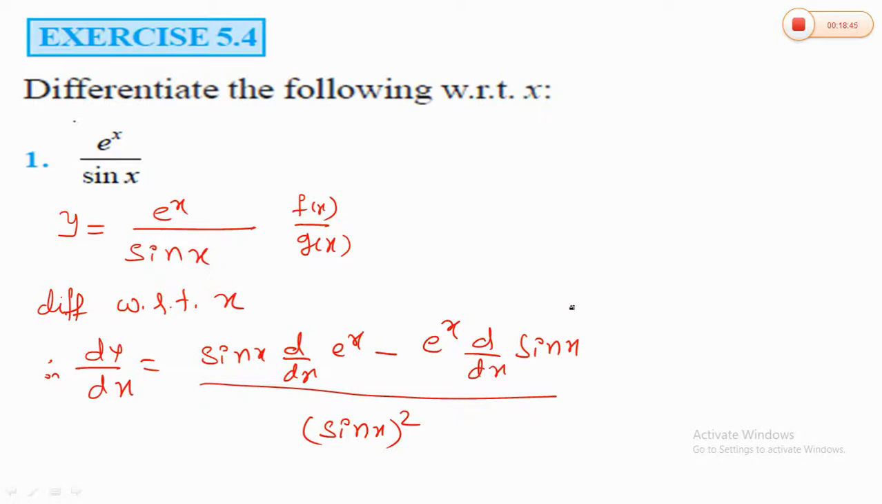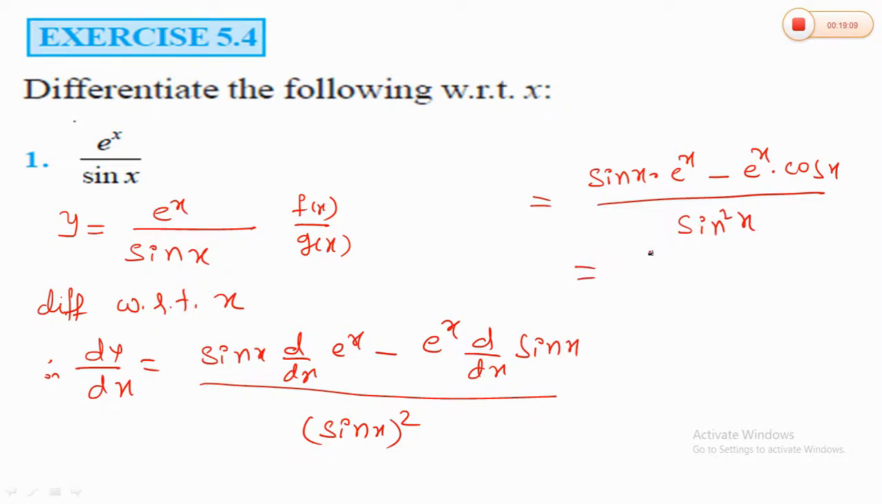In the previous problem you did all these things. This equals sin x into the derivative of e raised to x, which is e raised to x, minus e raised to x, the derivative of sin x is cos x, divided by sin x bracket square, which is sin square x. With a little bit of simplification, take e raised to x common: e raised to x into sin x minus cos x, divided by sin square x. So this much is sufficient.